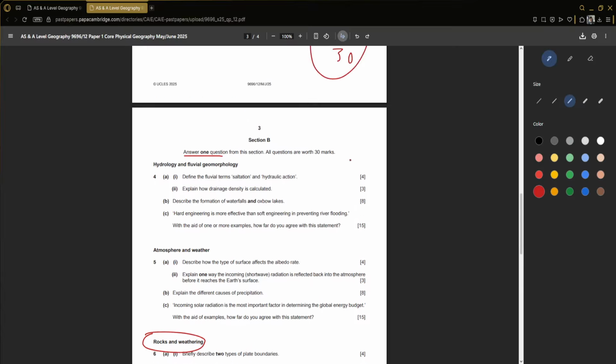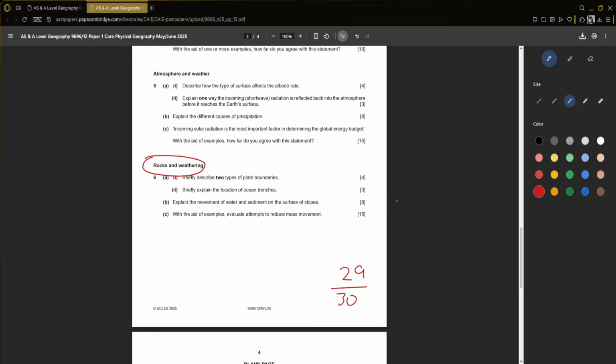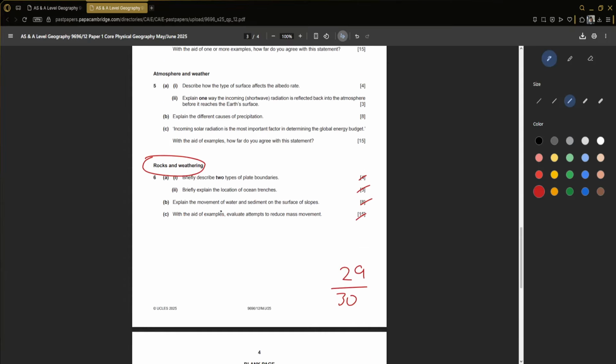For section B, I got 29 out of 30, so I only lost 1 mark, which was in my 15 marker. So I got 4 marks, 3 marks, 8 marks, and 14 out of 15. In section B questions, you don't get any diagrams, and you just have to use it all based on your memory of what you have learned.